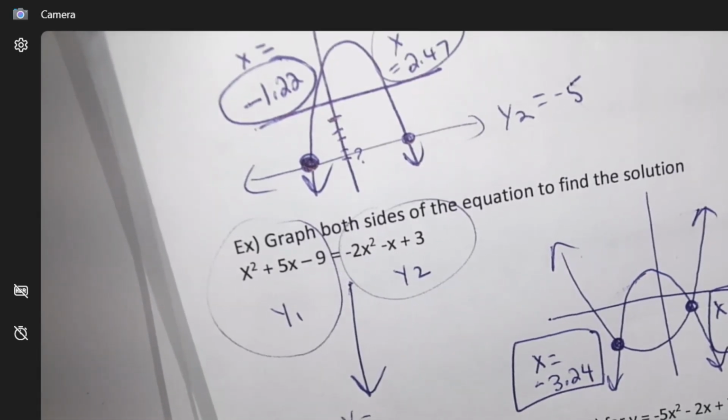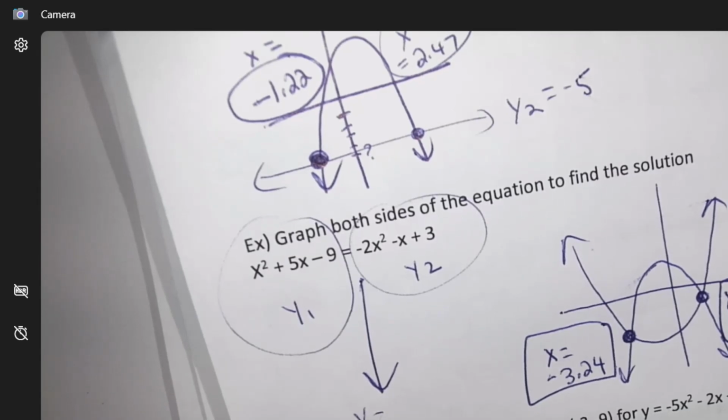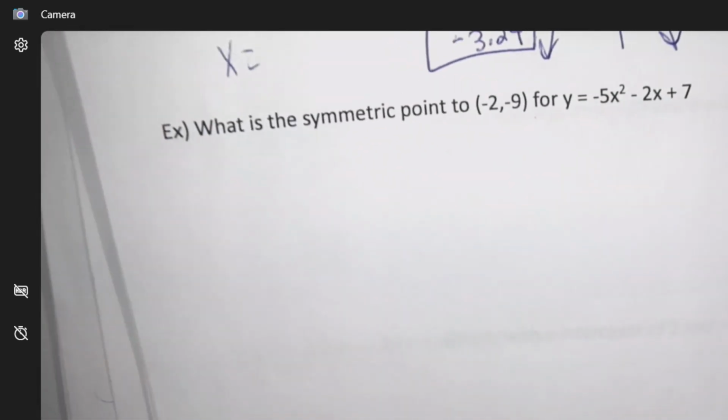Okay, how are we going with those answers? Are we matching? Getting? Okay. Last example. So I need you to type this in. So give me a y equals, clear, clear.